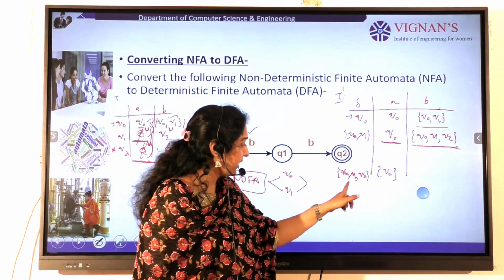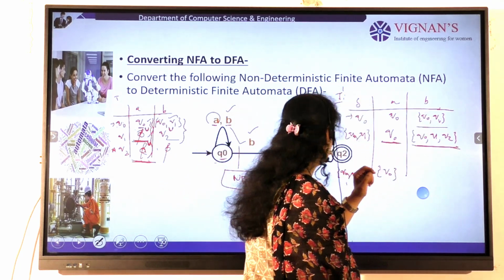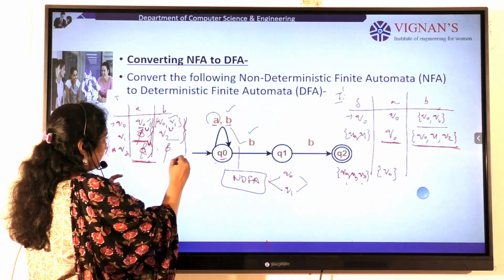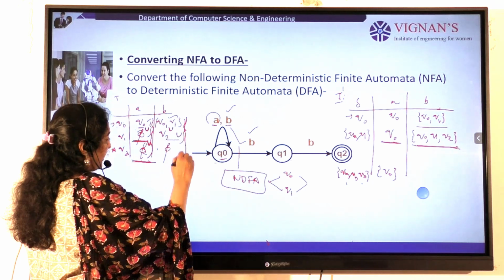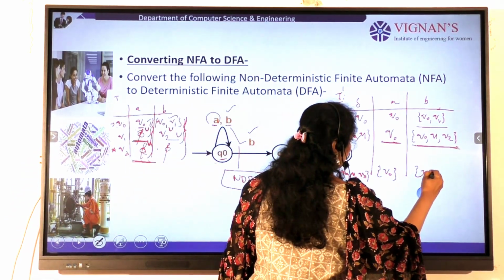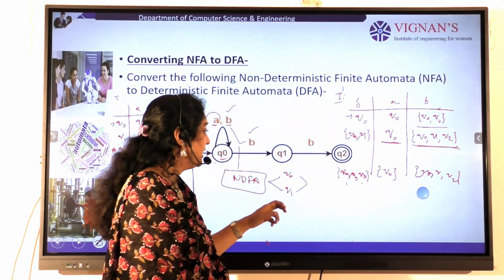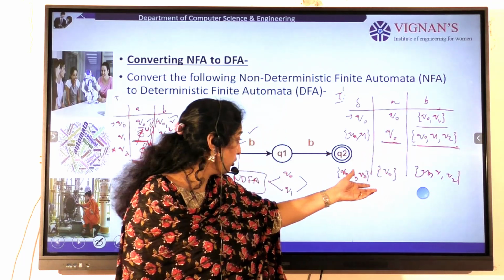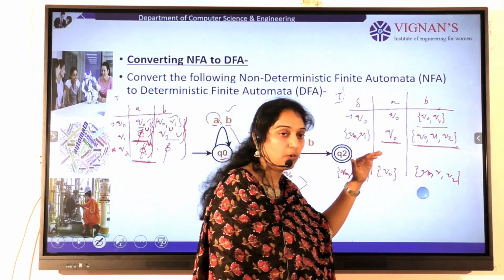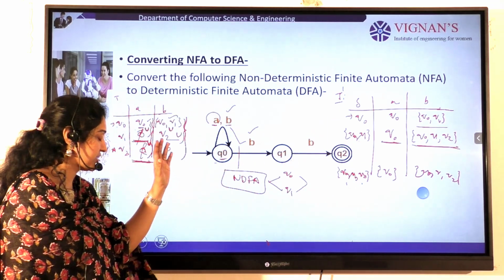Similarly, we need to find out Q0, Q1, Q2 by reading an input symbol B. These are the entries for the input symbol B. So find the union operation. Here Q0, Q1, Q2 is the entry. Here if we observe, we don't get any more new states, so we need to stop the procedure here. This procedure is nothing but the subset construction method.